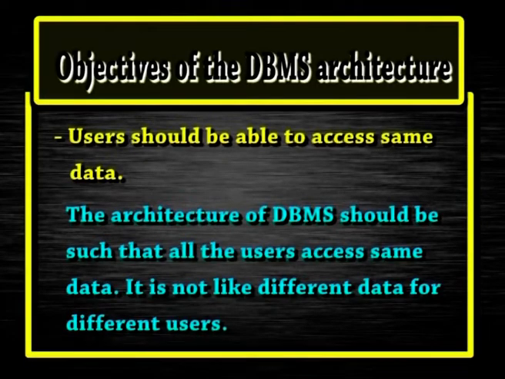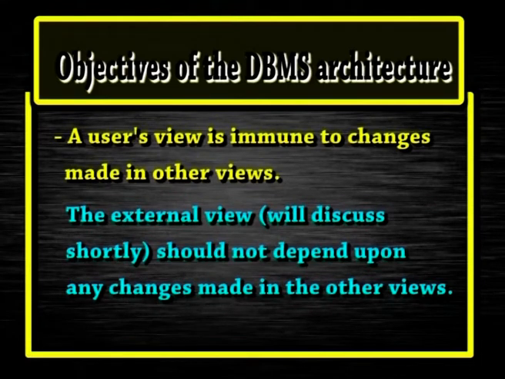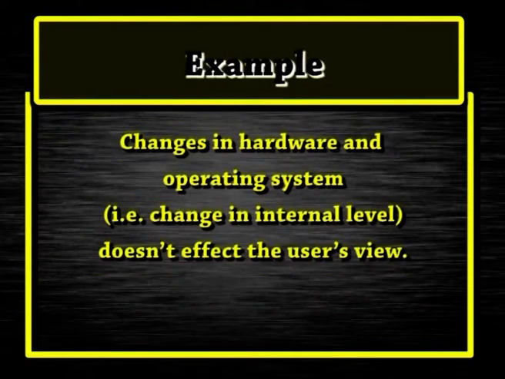First, all the users should be able to access the same data. That is, the architecture of DBMS should be such that all the users access the same data. It is not like different data for different users. A user's view is immune to changes made in other views. That is, the external view that we'll discuss shortly should not depend upon any changes made in other views. For example, changes in hardware and operating system, that is, changes in the internal level, don't affect the user's view.